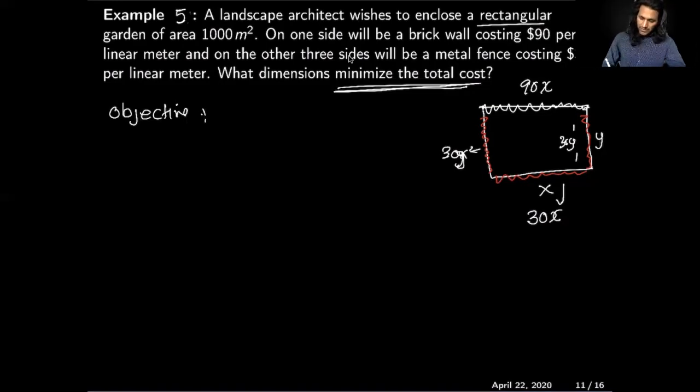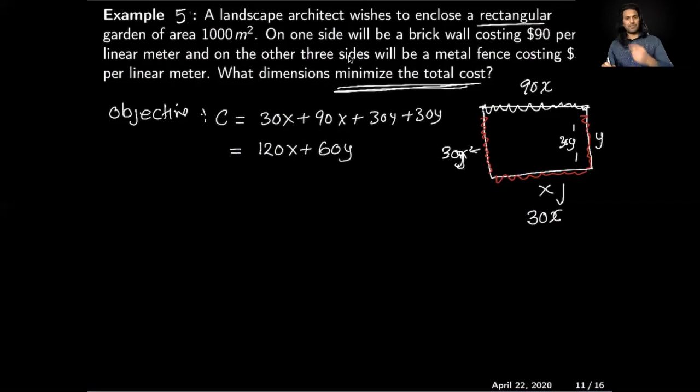So let's see what the total cost is. C is the total cost. It is going to be 30x plus 90x plus 30y plus 30y. If I simplify this function, it is going to be 120x plus 60y. That's my objective function, which I have to minimize.